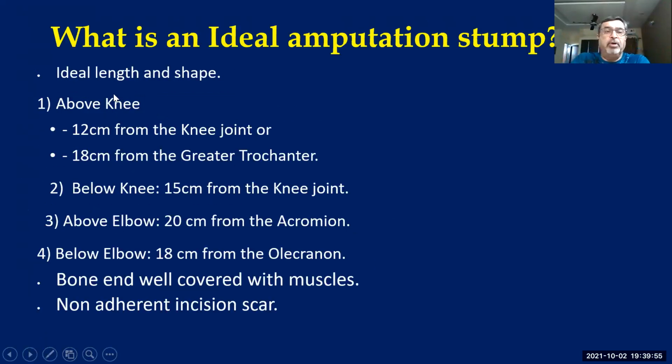What is an ideal amputation stump? Ideal length and shape: above knee 12 centimeters from the knee joint, 18 centimeters from the GT; below knee 15 centimeters from the knee joint; above elbow 20 centimeters from the acromion; below elbow 18 centimeters from the olecranon. This is length and shape. Bone ends well covered with muscles. There should not be any adherent incisional scars.